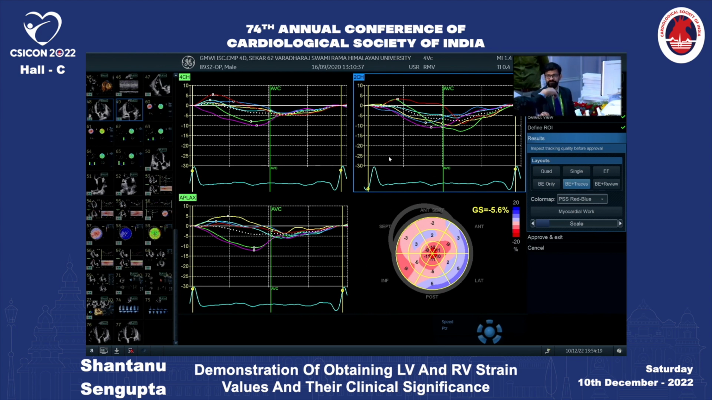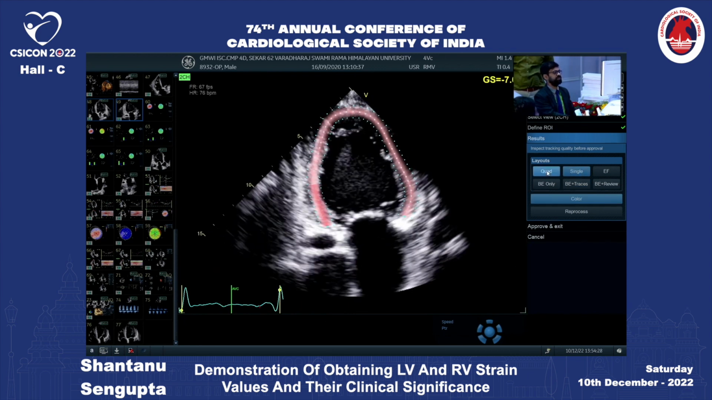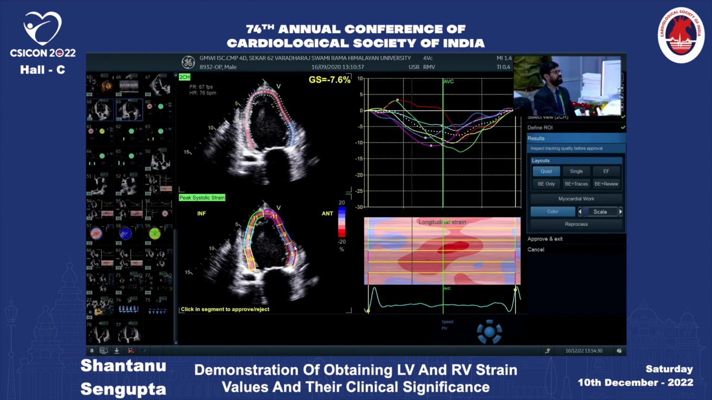And segments. Yeah, the yellow represents the base. If I go to the single view, let's go to quad. This was the red segment, okay? This is the blue one. But the problem is, regional segment value is not validated. It is only the global value.